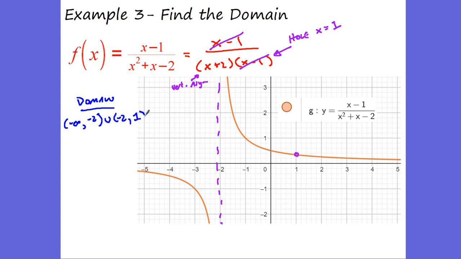Why positive 1? Because there's a hole here. That's why we're going to put a parenthesis. We can't be at positive 1. If you put a positive 1 in this function, you're going to get an undefined value on your calculator. And then we can go from positive 1 all the way to infinity.